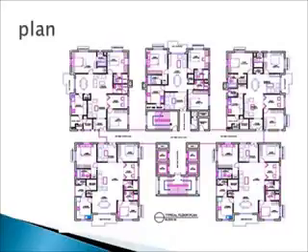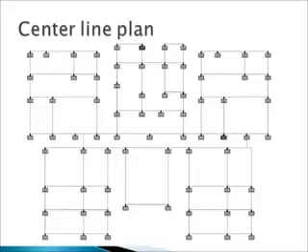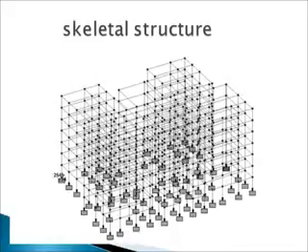In the middle it contains 4 lifts which are connected to all blocks, and 2 staircases for each block. This figure indicates the center line plan of our building, indicating the position of various columns in STAAD. This is similar to our plan. This center line plan is used for creating a skeletal structure in STAAD.